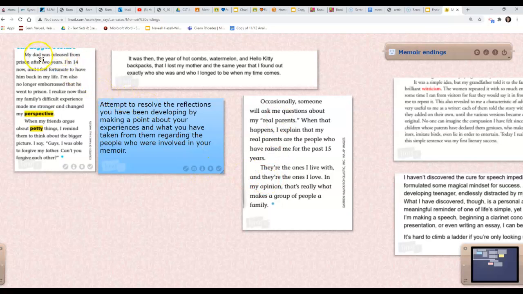This is the memoir about the dad that went to prison. At the end, he does reflect. He says, "Now that I'm 14, I'm no longer embarrassed that my dad went to prison because a family's difficult experience made him stronger and gave him new perspective." So this relationship with his dad and the event that had occurred about his dad going to jail, it did give him something to take away. So he reflects on that for his reader.